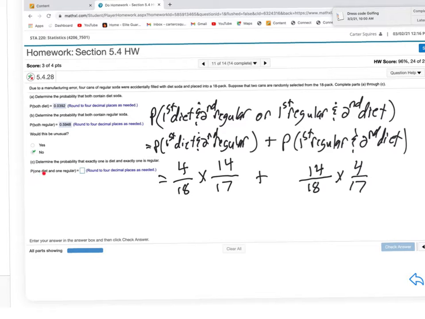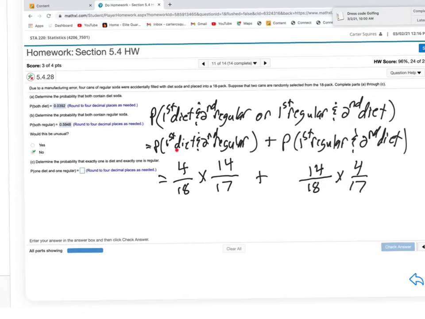So probability you get one diet and one regular. And so there's two ways that could happen. You could select a diet and then a regular, or you could select a regular and then a diet. So there's actually two ways. So this would be equivalent to probability the first one's a diet and the second's a regular, or the first is a regular and the second one's a diet. And with this being an or, you use the addition rule here. So the probability of first diet and second regular plus probability first regular and second diet.